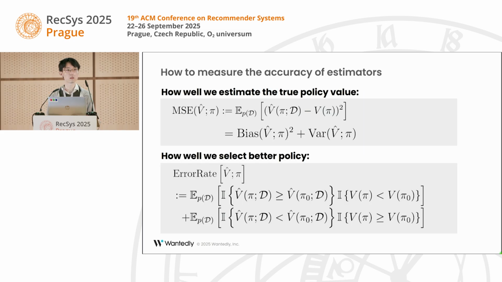But how can we know if our estimate is reliable? We use two metrics. First is the mean squared error, MSE, that tells us how close our estimate is to the true value by balancing bias and variance. Second, error rate addresses a more important and more practical issue. When comparing some policies, how often would we pick the worst one?